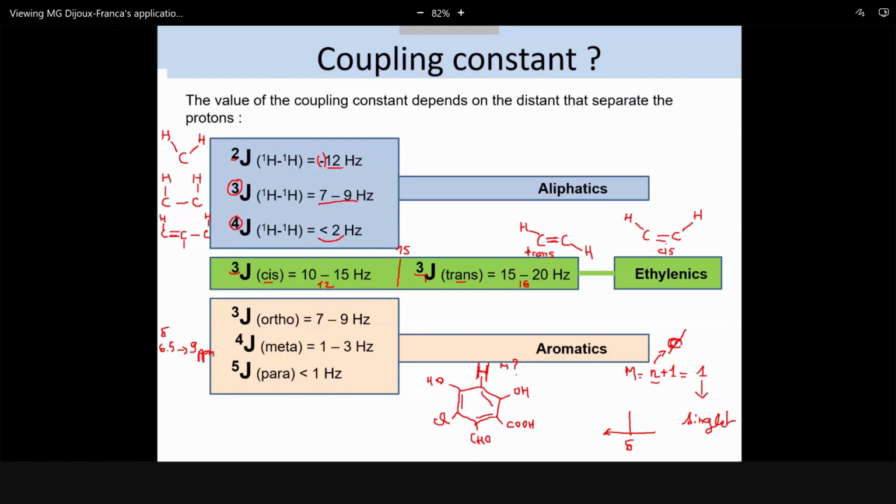So if there are no protons around this one, n equals 0, so m, the multiplicity, equals 1. That means that this proton will have the shape of a singlet. Okay, for everyone?